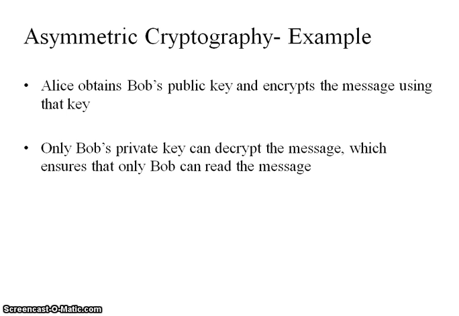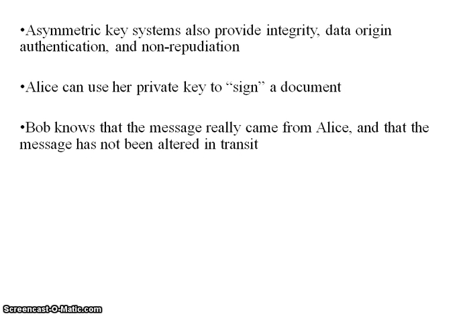For an example of the asymmetric key system, here you can see Alice obtains Bob's public key and encrypts the message using that key. Only Bob's private key can decrypt the message, which ensures that only Bob can read the message. We have already discussed this example.